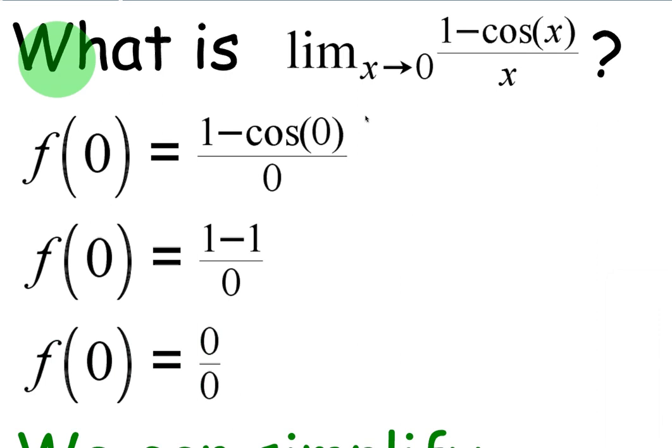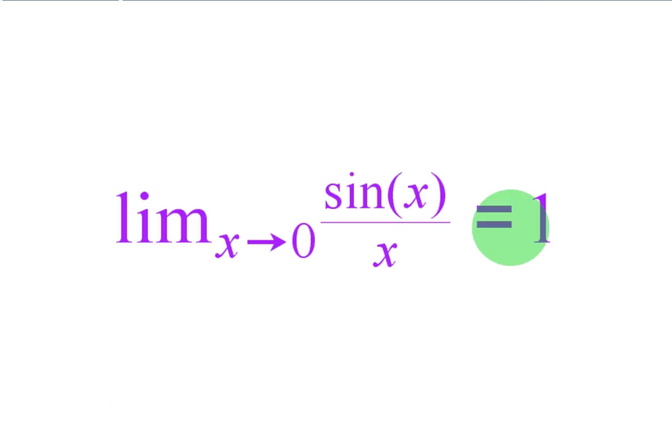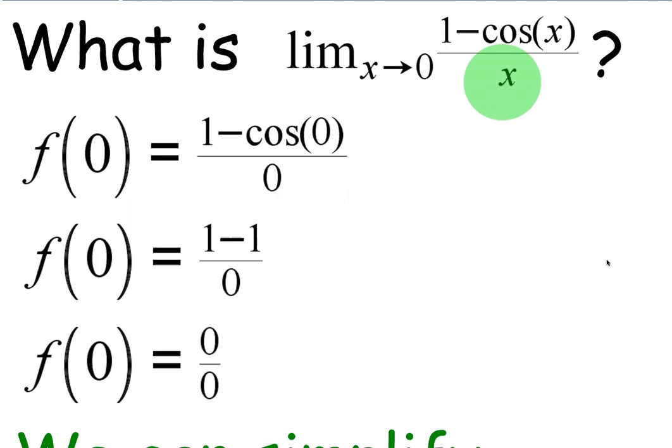Turns out there's another component to the squeeze theorem. We just proved that the limit as x approaches 0 of sine of x over x is equal to 1. What about 1 minus cosine of x over x? I'm sorry, the limit, I should be specific. What is the limit as x approaches 0 of (1 minus cosine x) over x?